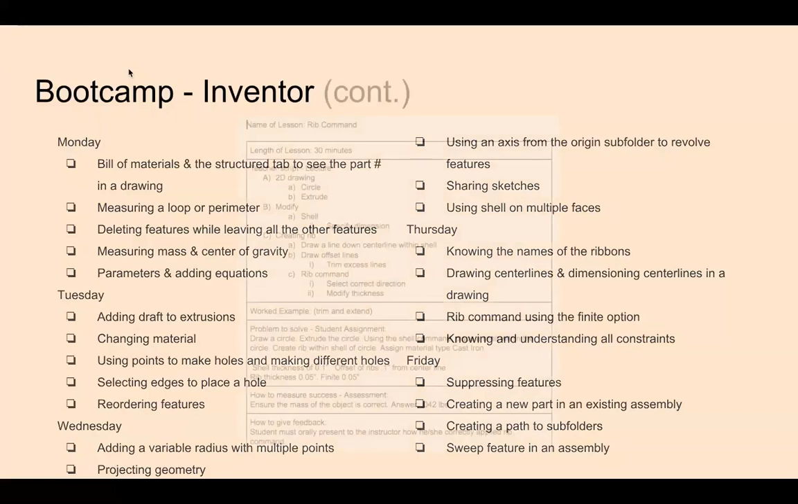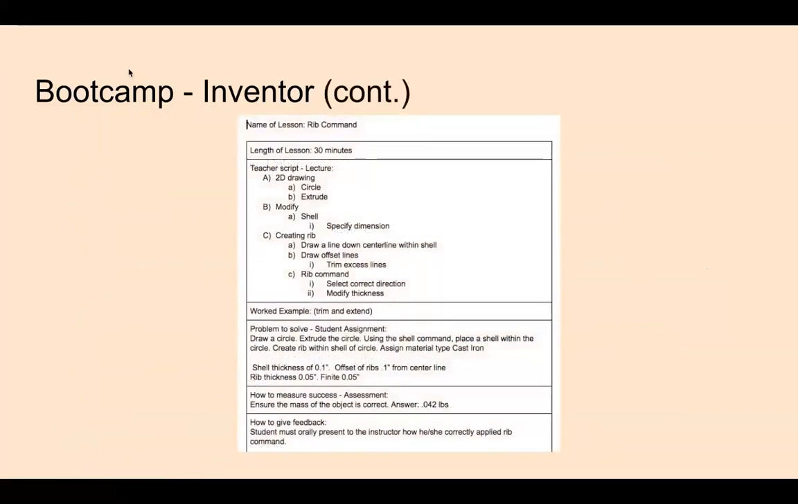So let's look at some lesson plans for this. This is a rib command. Students can draw a circle, extrude the circle, and then shell it, place a shell within the circle, and create a rib around that shell. And then it's always good practice to go ahead and assign a material, and then ask students what the mass of that part is going to be. The mass or center of gravity are going to be the two points of information that they'll most likely enter in their certification exam.